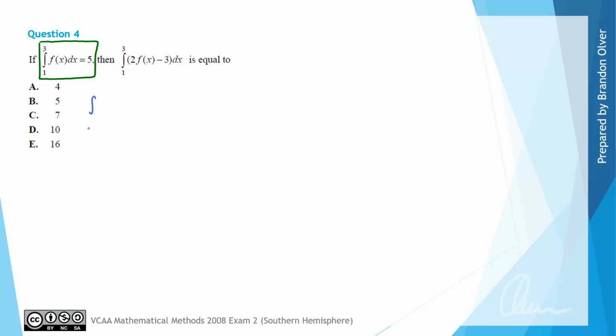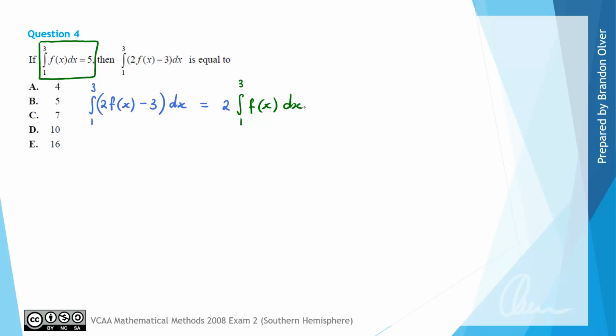So if we start with the integral of 1 to 3 of 2 times f of x minus 3 dx, the first thing that we can do is split this up over that subtraction sign, and in the same step we can take that 2 out the front. So this 2 here is going to be out the front of the integral, which is just from 1 to 3 of f of x dx. So that accounts for the 2 times f of x.